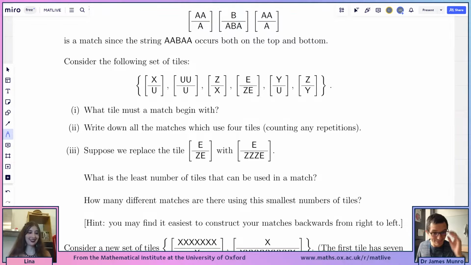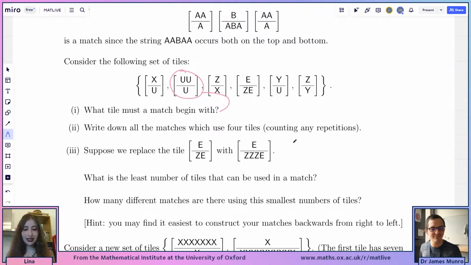What are we supposed to do? So the first part of the question asks what tile a match must begin with. For something to be a match, obviously it needs the same on the top as the bottom. So we want the first two letters to be the same on the top and the bottom, because every letter has to be the same, but because the first two are always going to be in the same place, we need them to be the same. And the only tile that has the same on the top and the bottom in the first place is the U tile. Oh, my pen doesn't seem to be working. Yeah, the U tile. So we need to start our tile with that for a match.